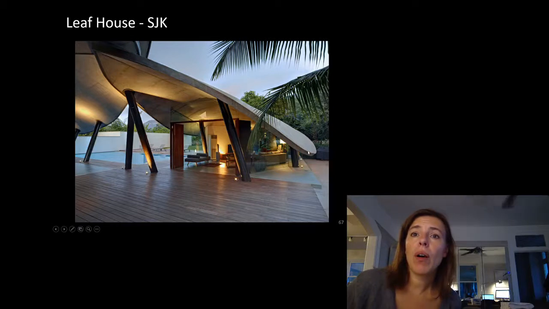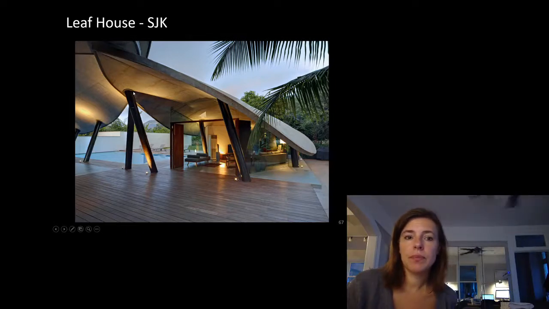Another concrete canopy over an outdoor room. You can see that they really took the fact that concrete can be formed into any shape into serious consideration.